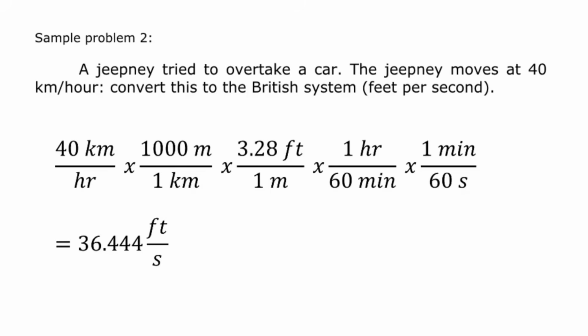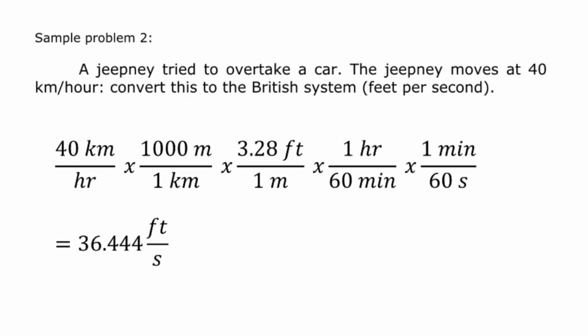40 kilometers per hour is our given that we need to convert to feet per second. Multiplying our given with the conversion factors and cancelling the similar units, kilometers and meters for length, and hour and minutes for time, we get 36.444 feet per second.